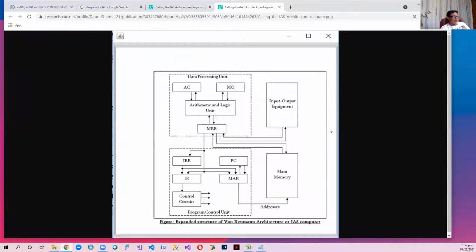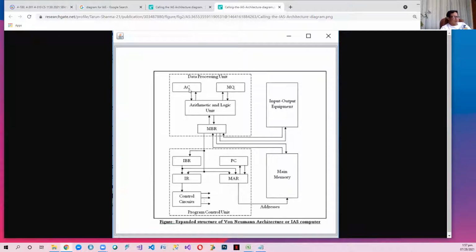This is the structure, a diagram explaining the structure of the IAS computer. Do you follow? Okay. So we have the arithmetic logic unit and the control unit. The CPU now is split into two: an arithmetic logic unit and a control unit.